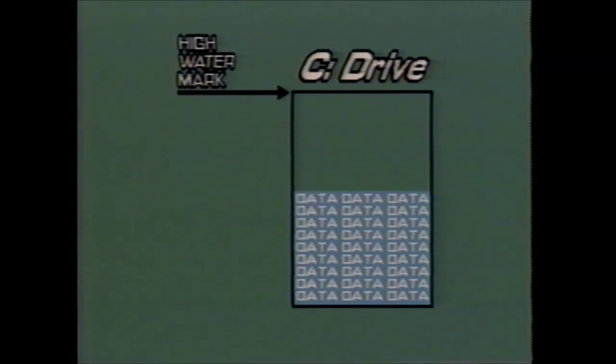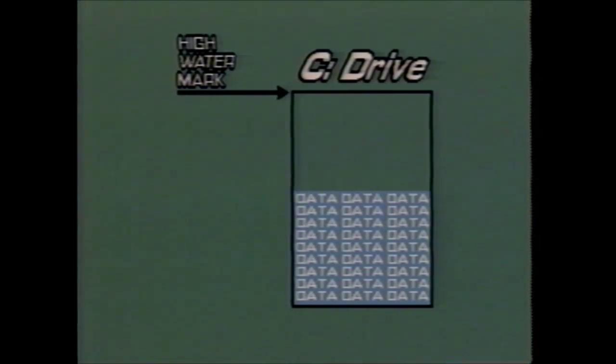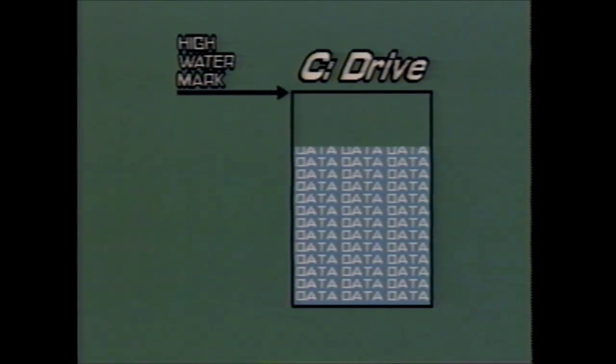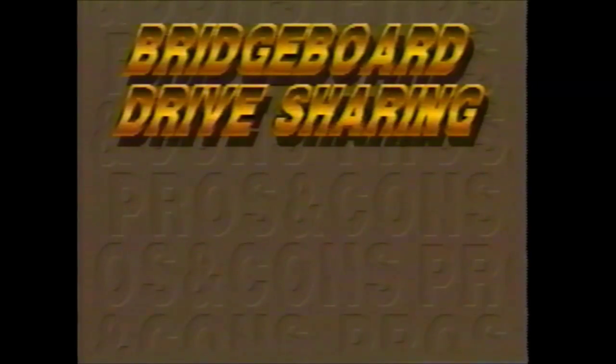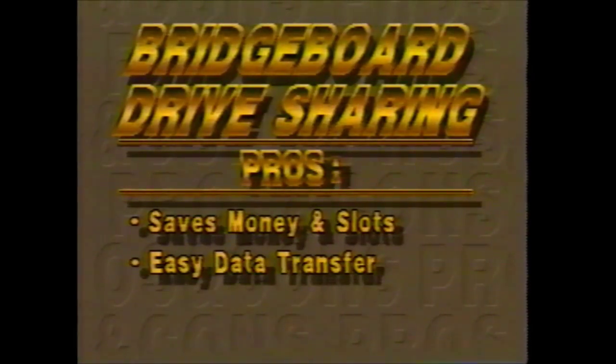Now, you can delete and copy files safely, as long as you stay below this recorded high watermark. By following this rule, even if the Amiga is rebooted before an unlink, your data should be safe. Sharing drives in this manner can save the Amiga owner money and motherboard slots. It also makes it very easy to transfer data between the Amiga and the bridge board.